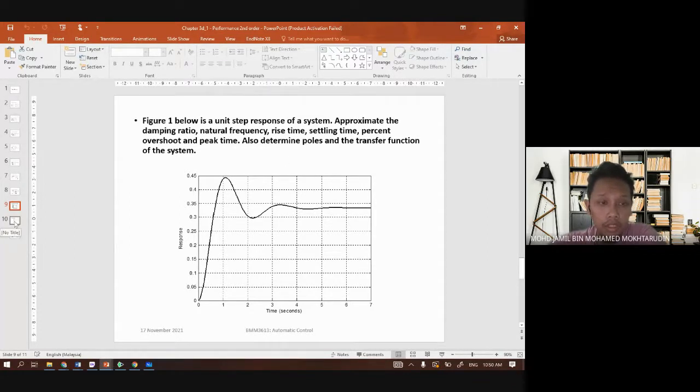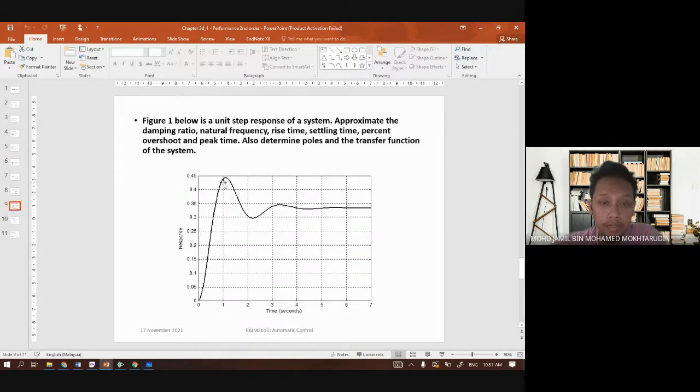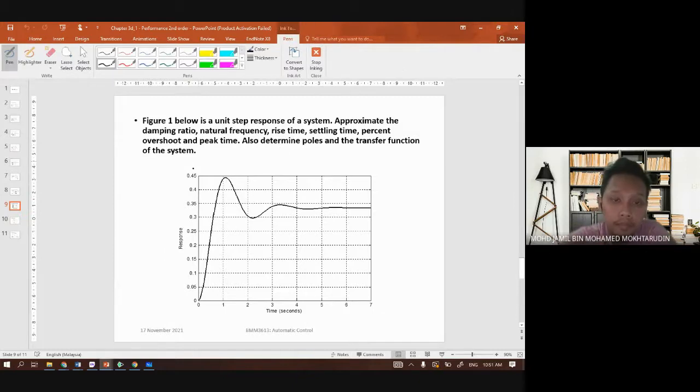So the most important thing that you need to remember is where is C max and where is C final. Okay, so you need to determine where is C max and also where is C final. So from this graph, C max is somewhere maybe 0.45. And C final maybe somewhere here, okay? 0.34, 0.335, okay? Just approximate, okay?